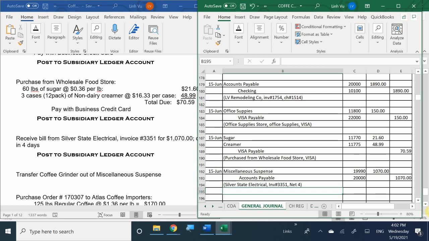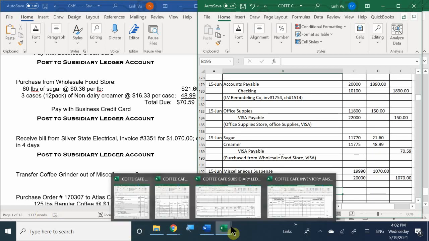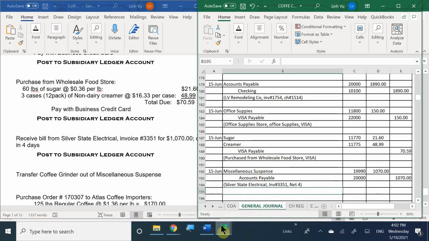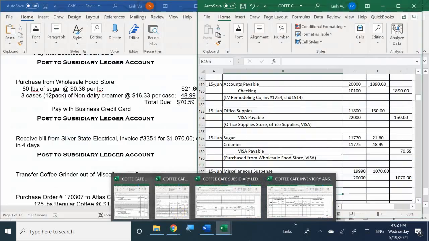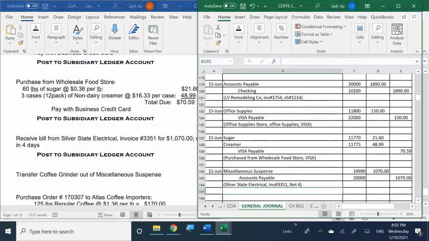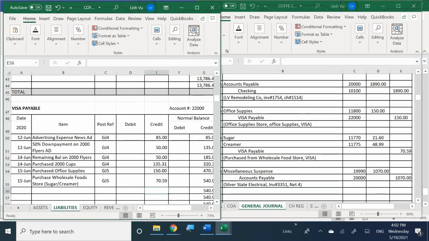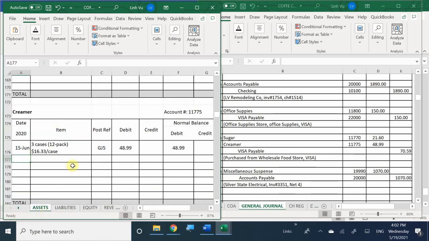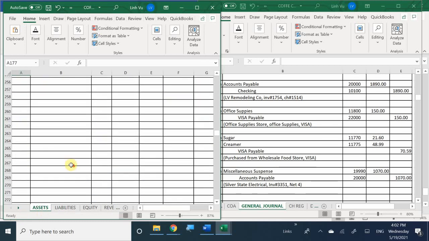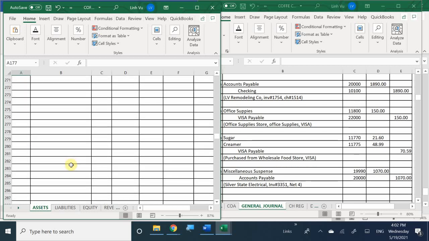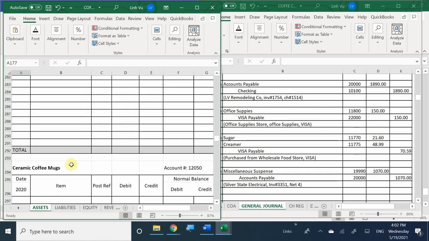Okay, I'm jumping ahead. Do we go to miscellaneous expense, or do we go to operating expense? Where is miscellaneous expense? It's account 19990, which is under your assets. So this is miscellaneous suspense, not miscellaneous expense.